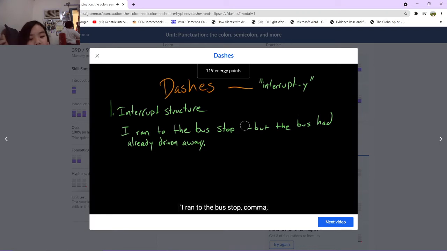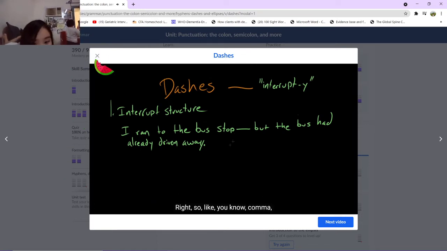I ran to the bus stop, comma, but the bus had already driven away. Even though that means the exact same thing as I ran to the bus stop, dash, but the bus had already driven away. This is kind of like an abrupt cut off. So like the comma, right, the dash is uniting these two independent clauses. I ran to the bus stop, the bus had already driven away, right? So like, comma.